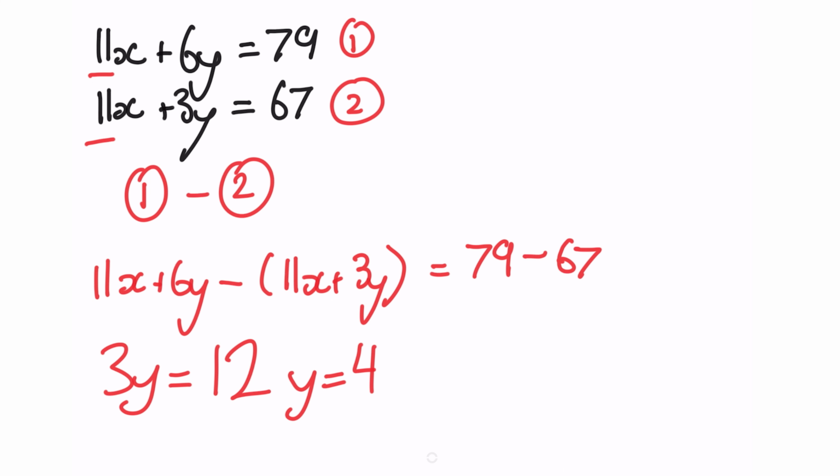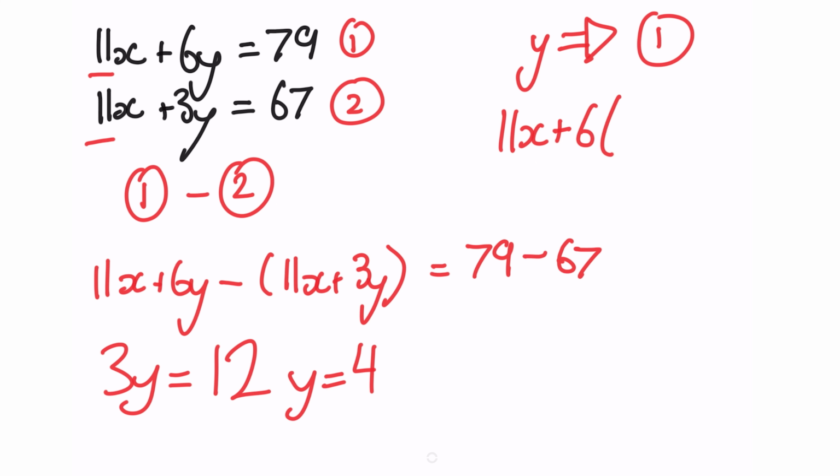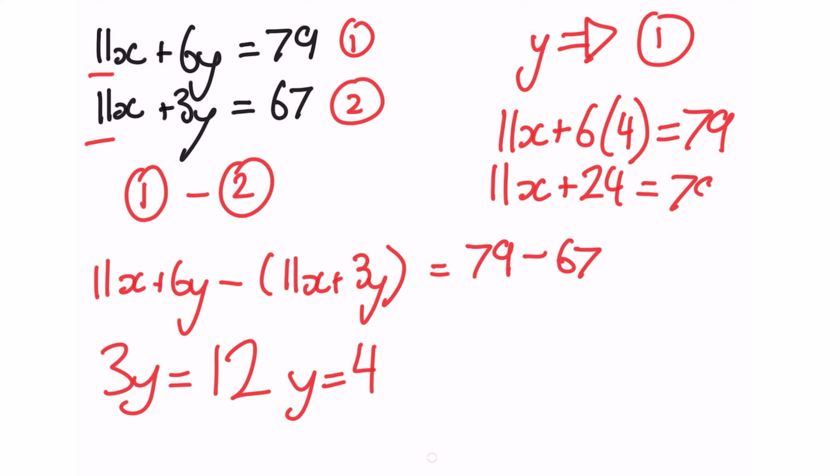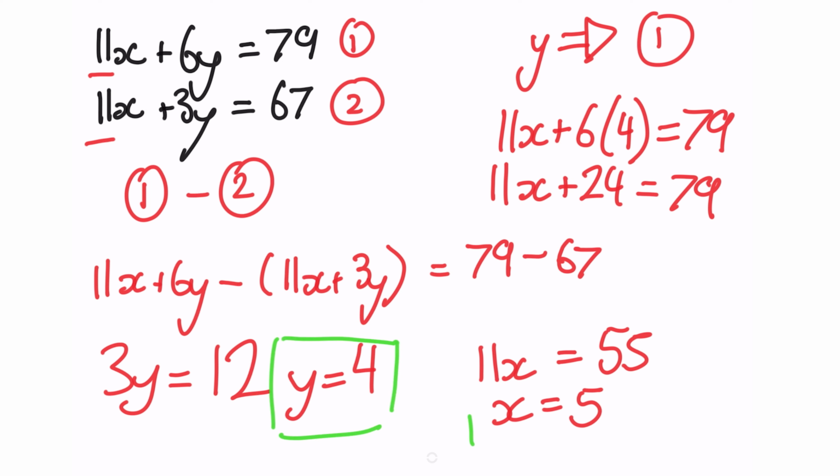Now that I know that y is 4, I can substitute that back into one of our equations. In this case, I will substitute y back into the first equation. Therefore, I'll have 11x plus 6 times our y, which is 4, equals 79. 11x plus 24 equals 79. 11x will equal 55. Therefore, x will equal 5. Therefore, our solution is x equals 5 and y equals 4.